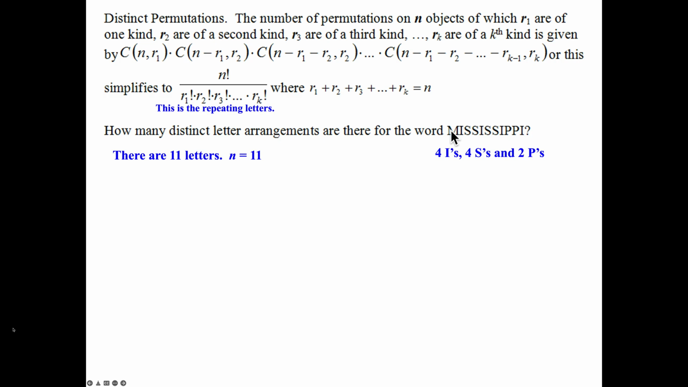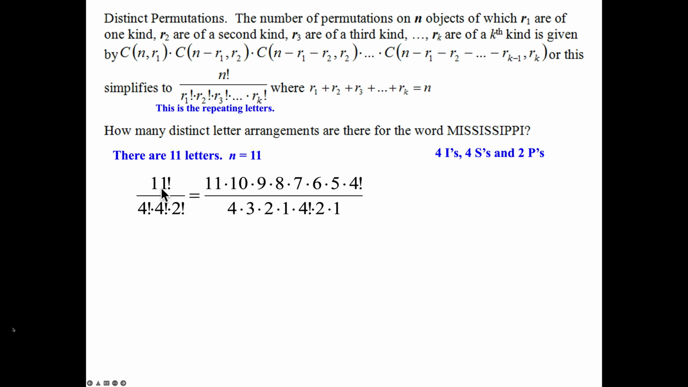Now, the examples will do this in my math lab, but 1 factorial is 1, and multiplying by 1 doesn't change anything. So in my mind, I don't put that in there. I just put the repeating letters, how many there are, and make it a factorial. So 11 factorial over 4 factorial times 4 factorial times 2 factorial.